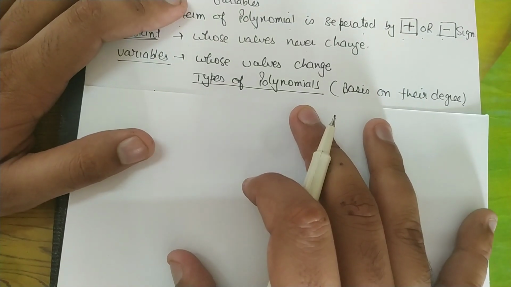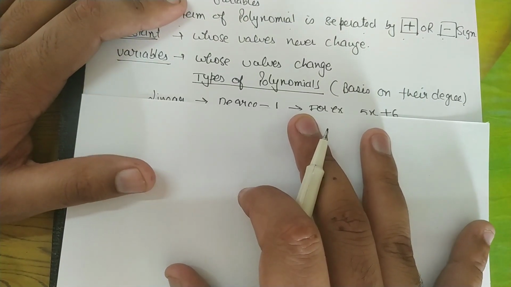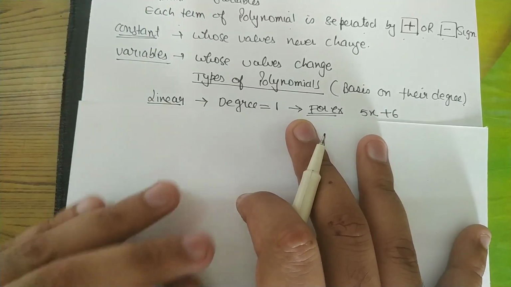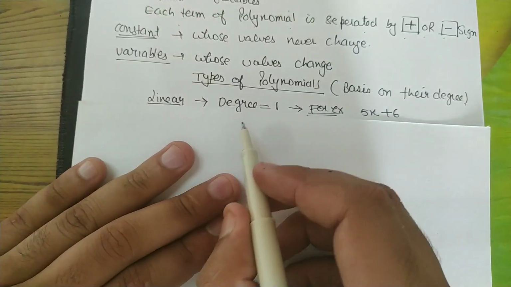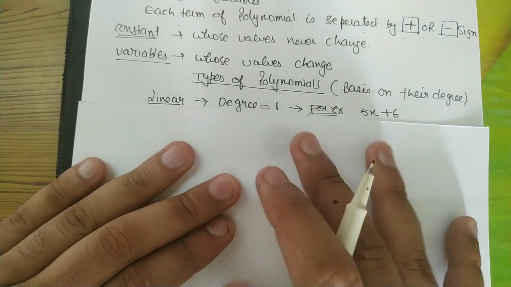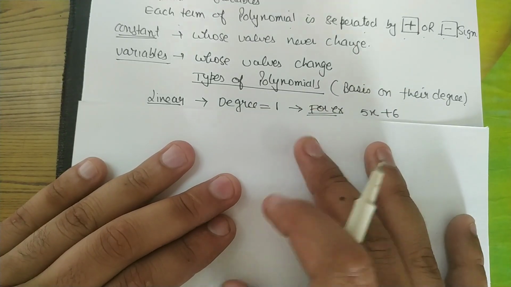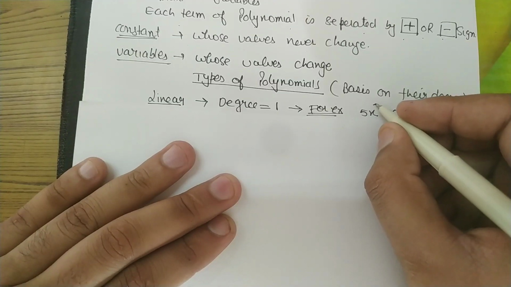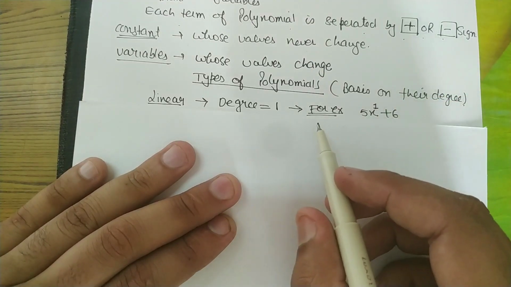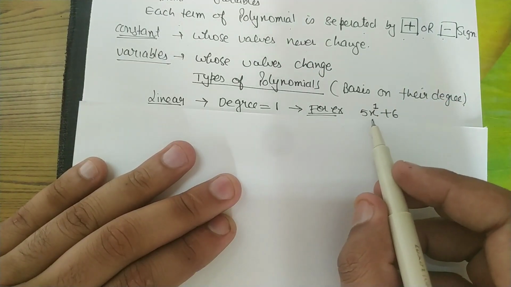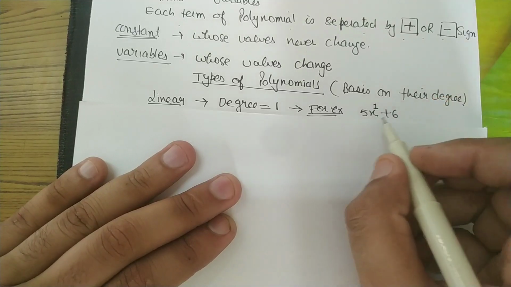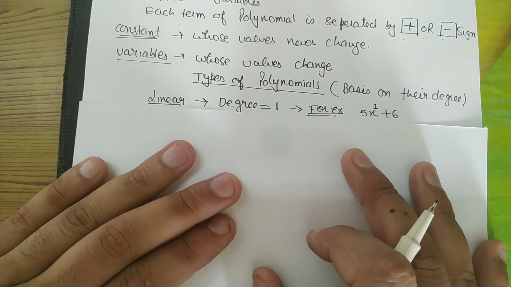Now I am doing the types of polynomial on the basis of their degree. That is a very important topic for you. Now the first one is linear polynomial. Linear if the degree is 1. What is a degree? Degree is the highest power of the variable. If you see it, for example 5x to the power 1, so degree is 1. It is called a linear polynomial.